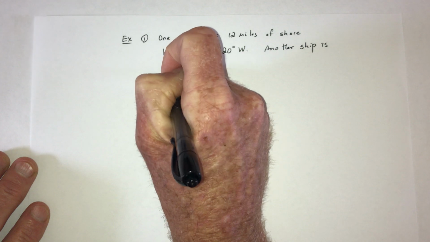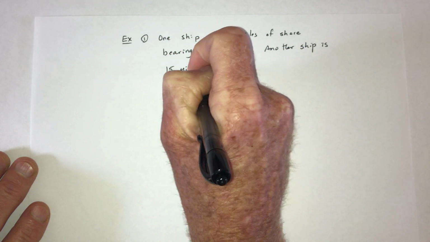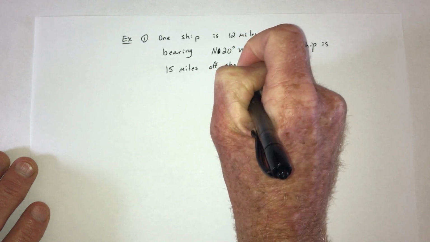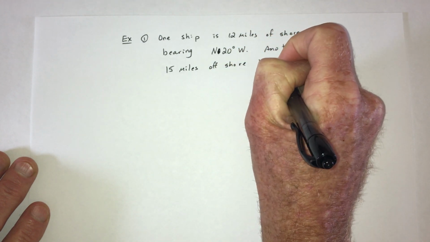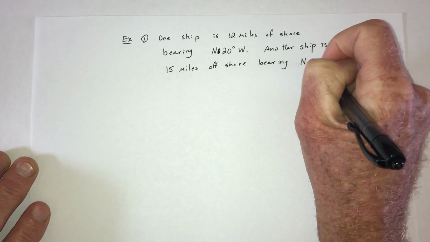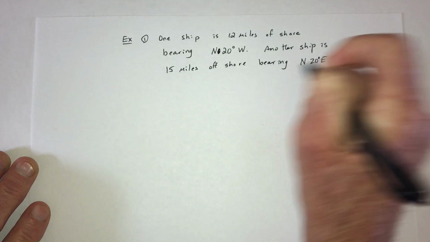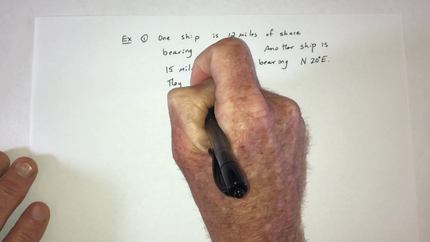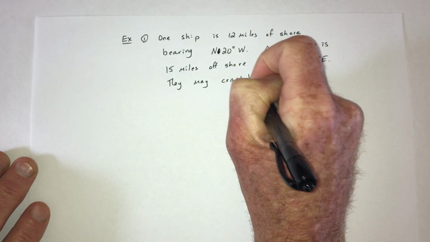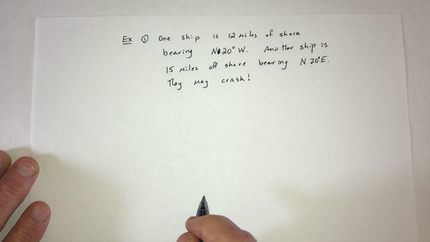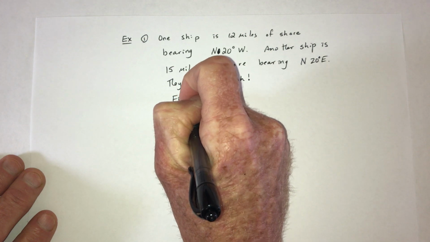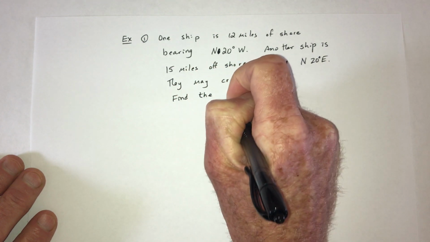And then another ship is 15 miles offshore. Bearing north, go 20 degrees towards the east. And the drama of the situation is that they're pointed right towards each other and they might crash. Find the distance between ships.